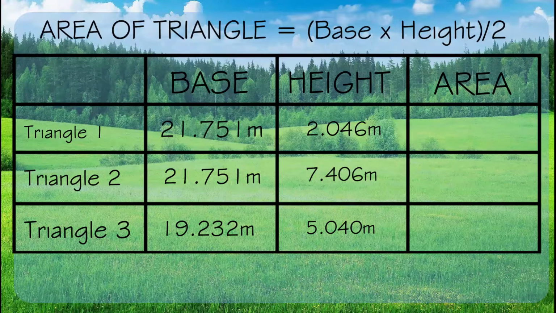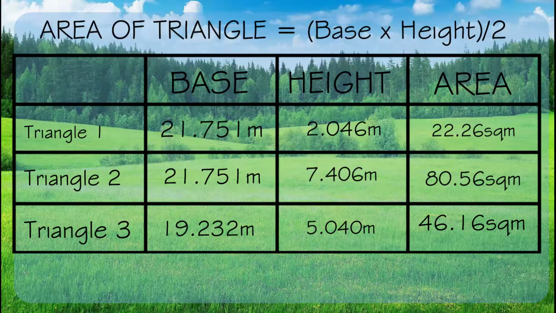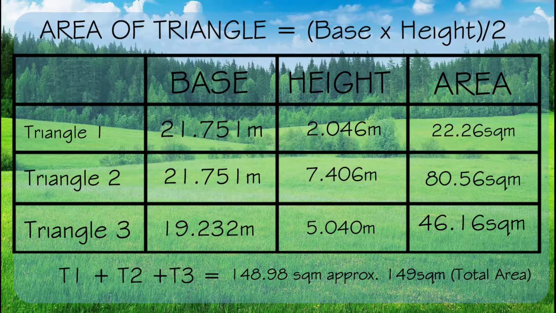Now, we'll just have to substitute these values in the formula, then we'll get the area of each of these triangles. To determine the area of the whole polygon, just simply add all of these areas together.